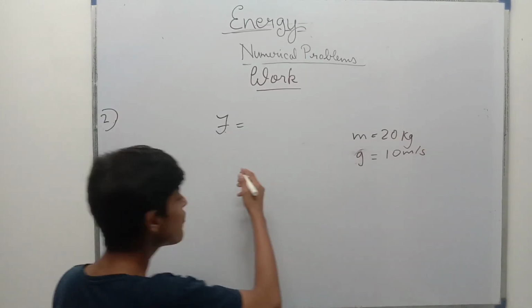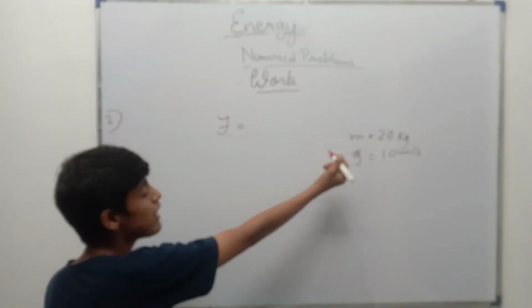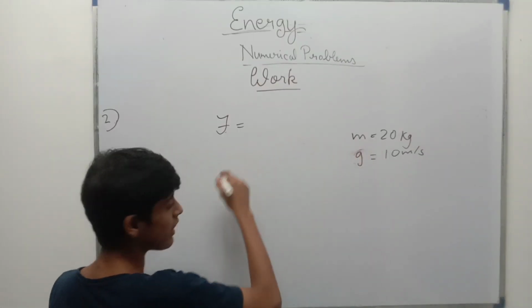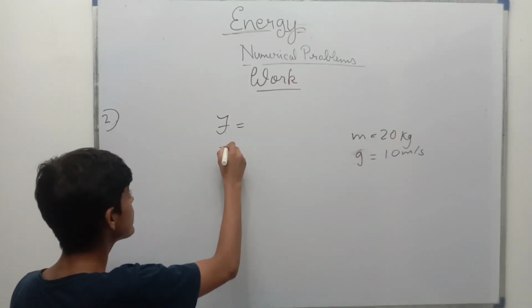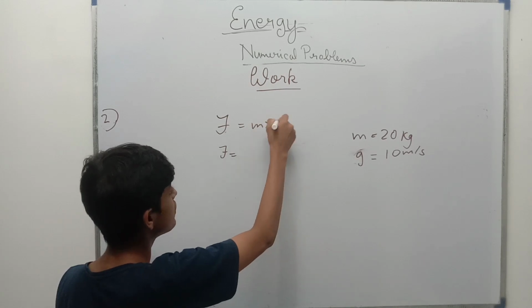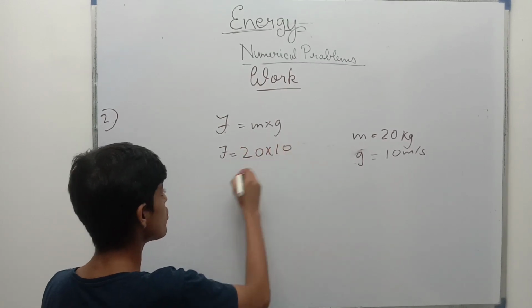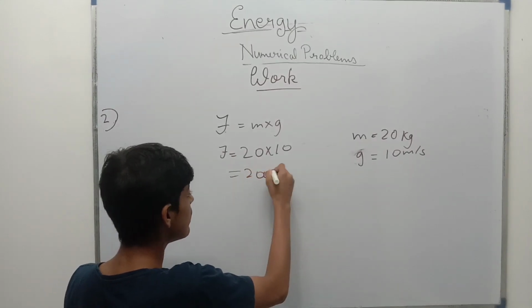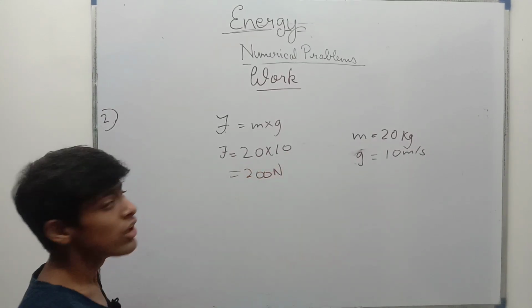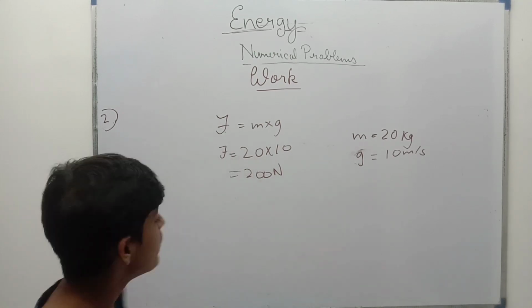Now to find force, we all know mass into acceleration. First we will find the force, and we will multiply mass and acceleration due to gravity, which is F equals m into g, and m is 20 and g is 10, so we get 200 Newton. Now work done, it has asked work done and a height is given of 1.7 meters.